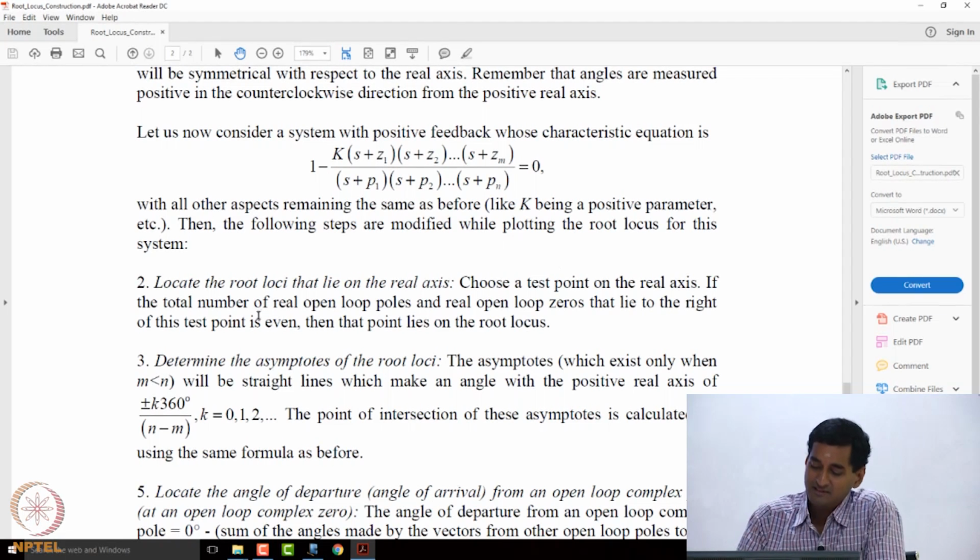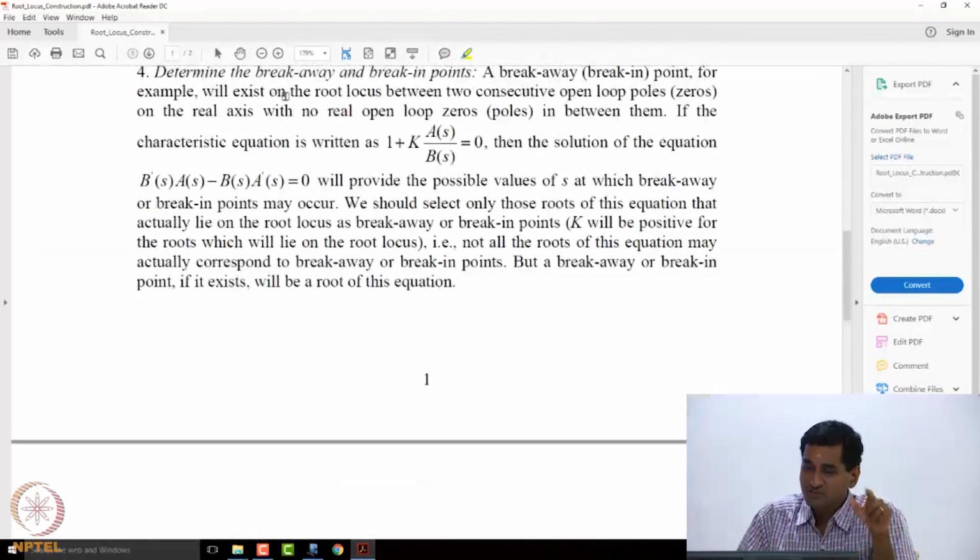The main change that comes about is that the criterion is changed from odd to even. You take a test point on the real axis and count the number of real open loop poles and real open loop zeros to the right of it. It should be even or 0. Then that test point lies on the root locus. That is how the second step changes. Now, let us go to the third step.